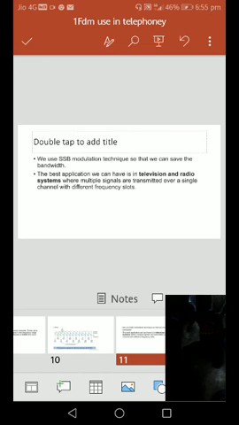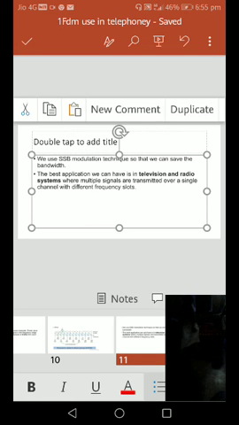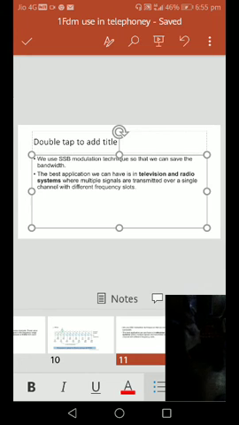Next slide: FDM is used in the telephony system. It uses the single sideband modulation technique so that we can save bandwidth. The best applications are television and radio systems, where multiple signals are transmitted over a single channel with different frequency slots.